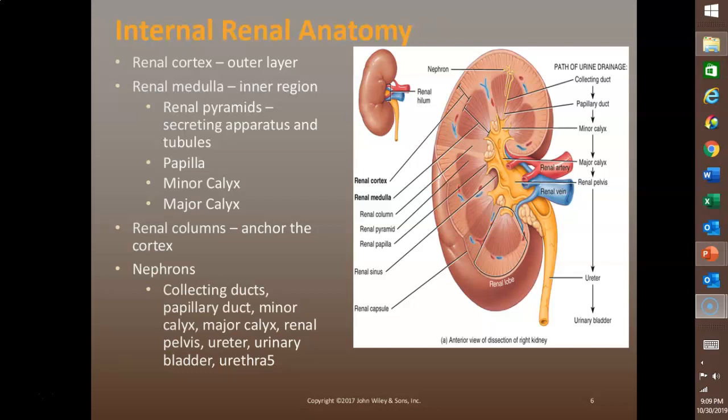And again, your major calyces then are going to drain into that large cavity called the renal pelvis, and then that urine is going to pass through the ureter to the urinary bladder.